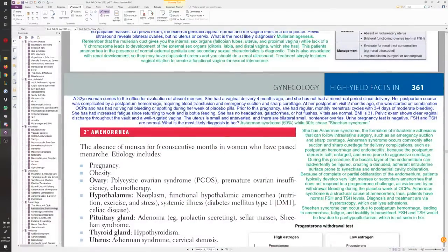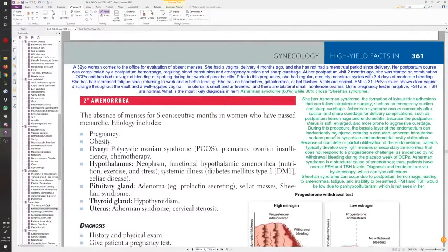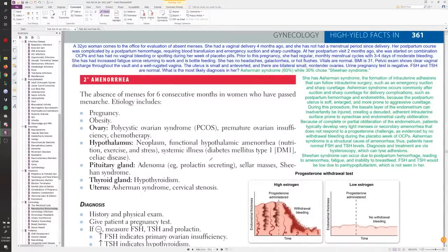Last question here, this is actually related to secondary amenorrhea, so we'll continue this in our next video, where we'll once again look at what makes secondary amenorrhea very key and how it is actually different from primary amenorrhea, and then we'll observe Asherman syndrome and push forward.